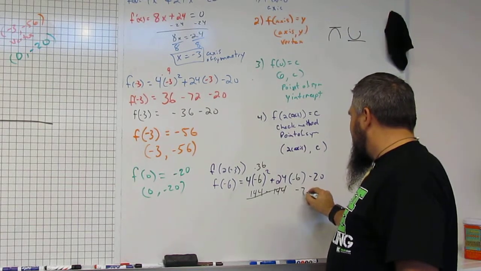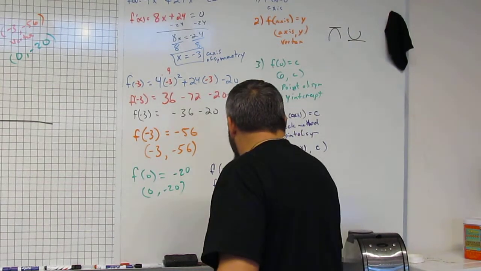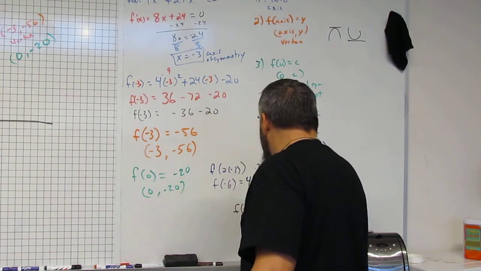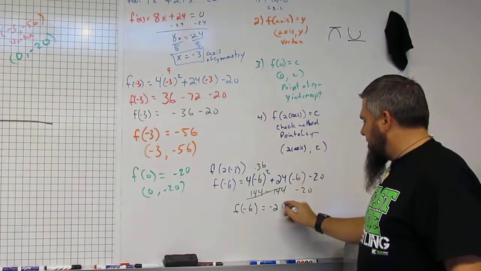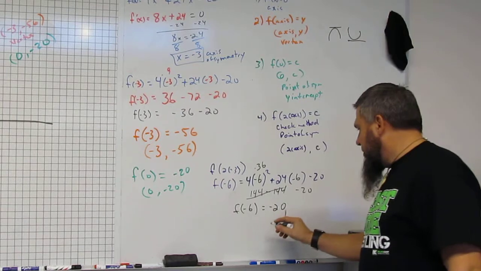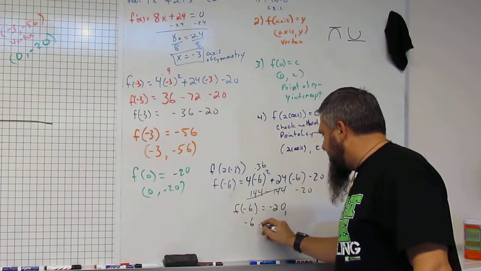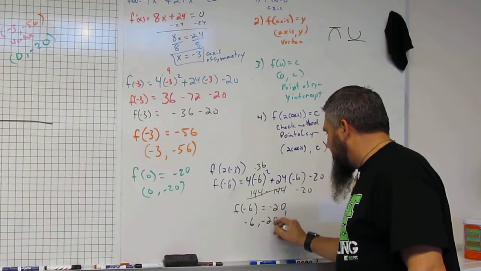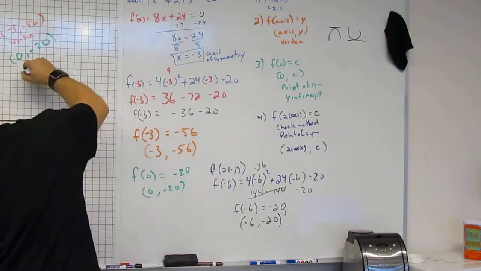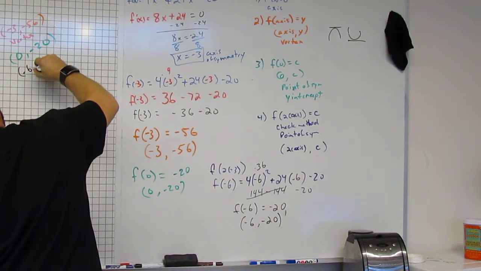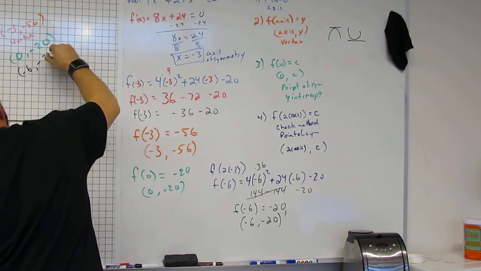So now I get negative 20. So f of negative 6 is equal to negative 20. Okay? And so I get negative 6 and negative 20. And that's my other point of symmetry. Negative 6 and negative 20.